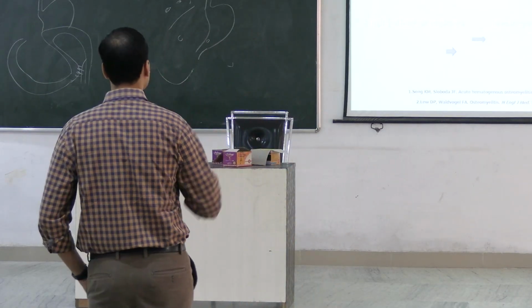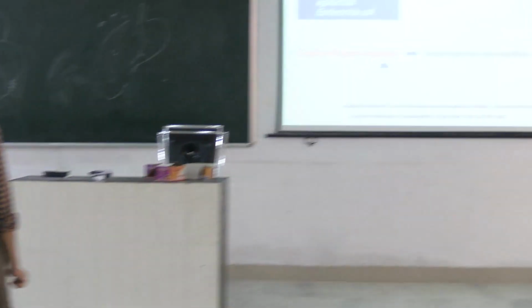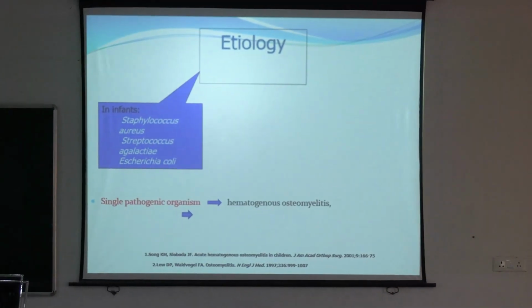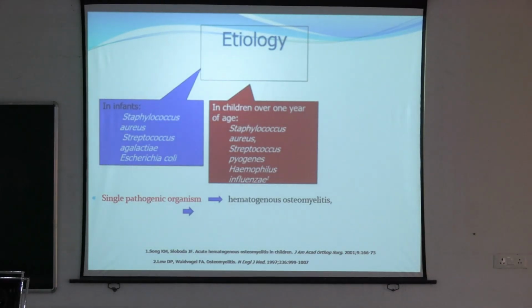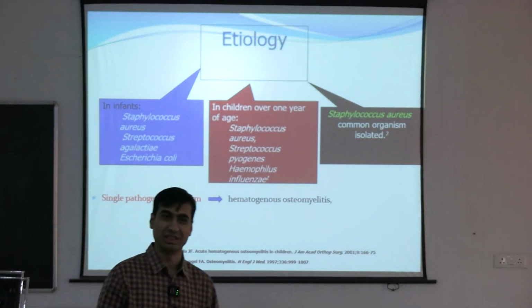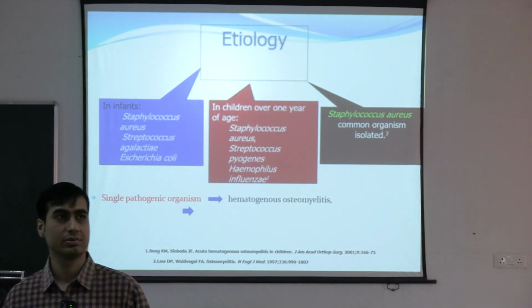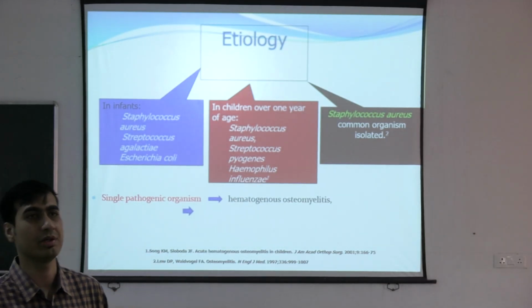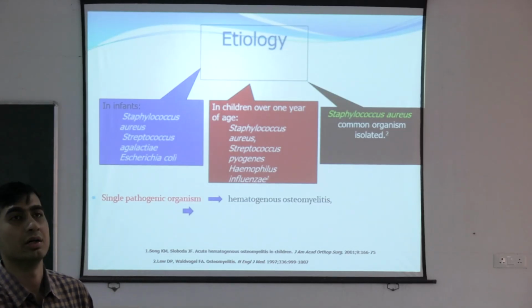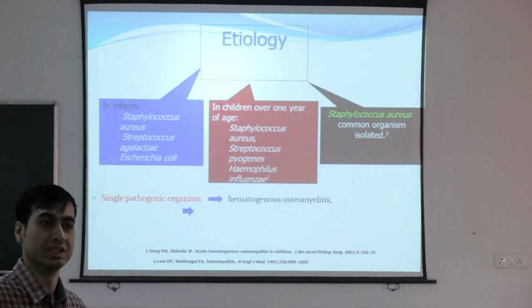So let's go to etiology. Single pathogen, hematogenous osteomyelitis in infants: Staph aureus, Streptococcus and Escherichia coli, E. coli. In children over 1 year, what are the most common organisms? Again, Staph aureus, Streptococcus and Haemophilus influenzae. These are NEET PG questions. I actually made this slide a long time ago, but it's a very important slide. Whenever you are appearing for the postgraduate entrance exams, these are very common questions.